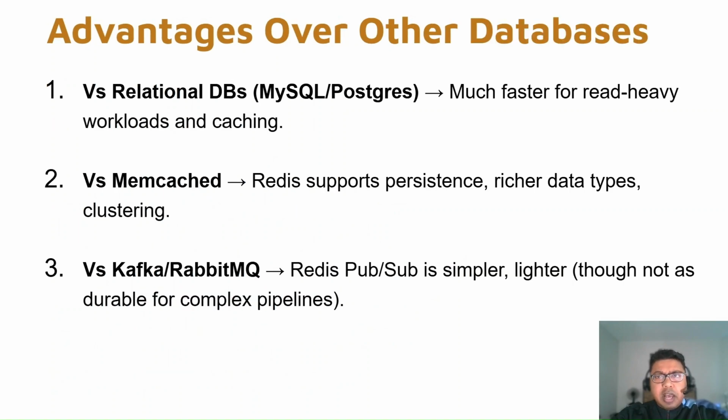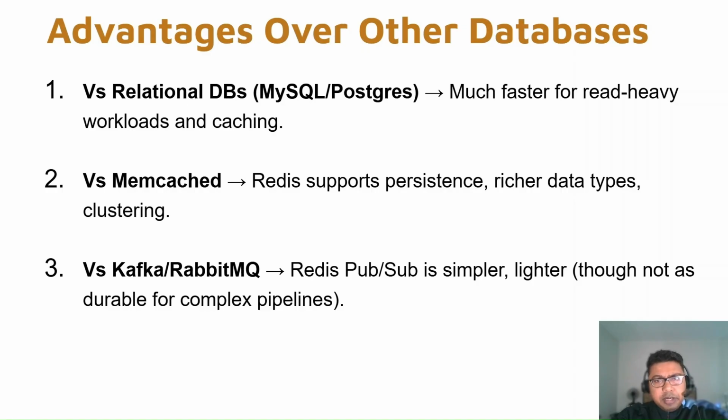Next, advantages over other databases. If we compare with a relational database, Redis is much faster for read heavy workloads and caching. So that's why we use it for caching. We want to avoid database calls, and we use Redis. Versus Memcached, Redis supports persistence, richer data types, and clustering. Memcached is a memory cache, whereas we can persist Redis data to our disk as well. So this is how it has advantages against Memcached.